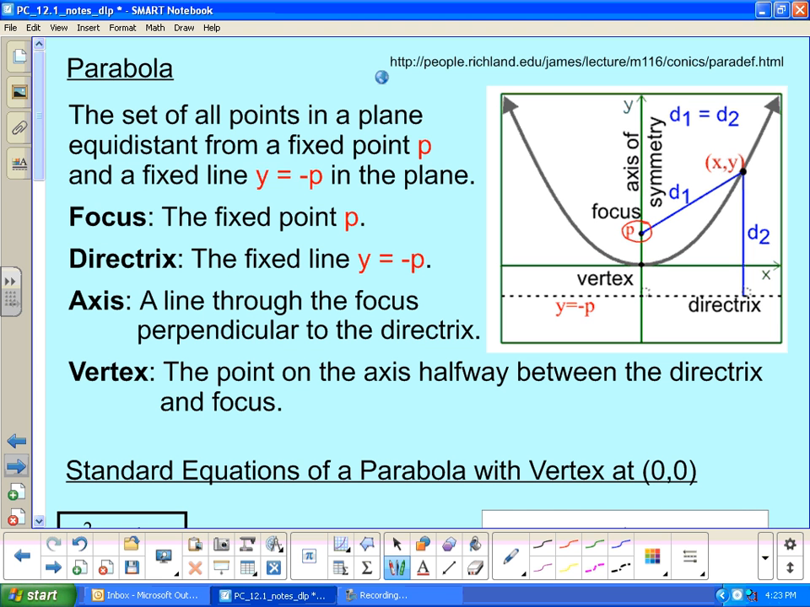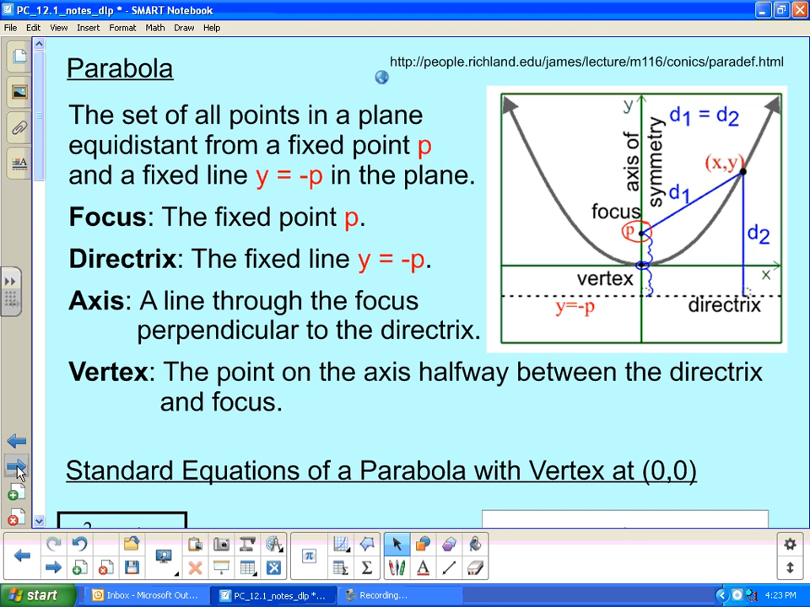Directrix. Directrix is a line, actually, and it will be equidistant from the vertex. So when I say that, this is an important concept to understand. This distance here between our focus and the vertex will be the same distance that we have between our vertex and our directrix. Those are equidistant.